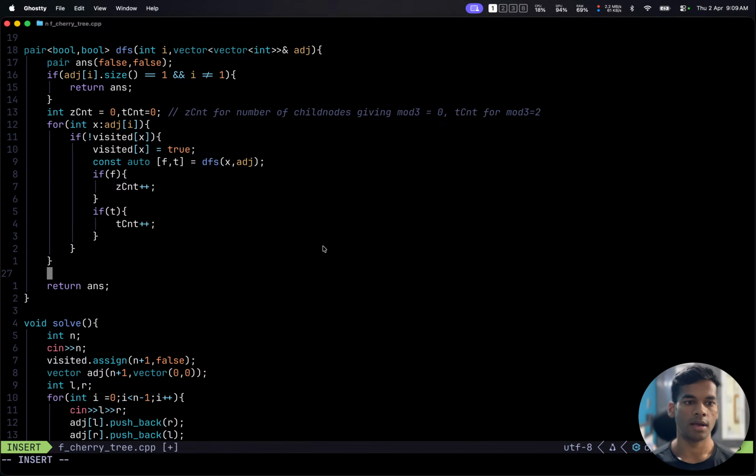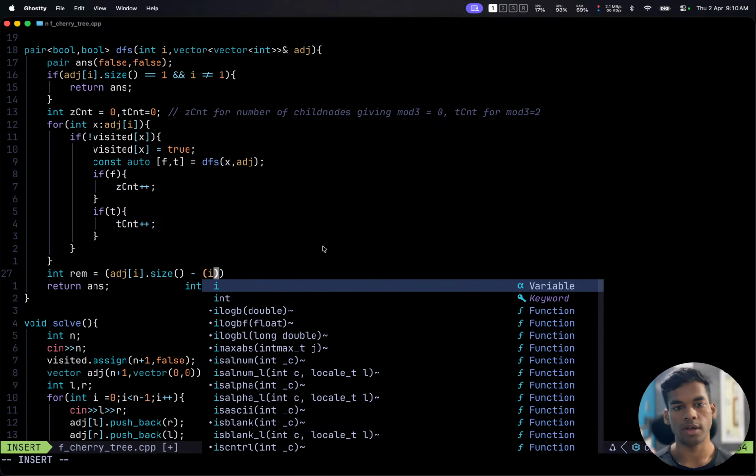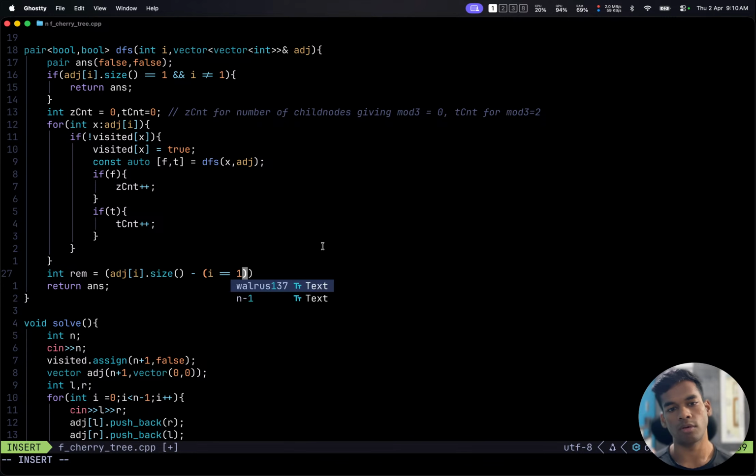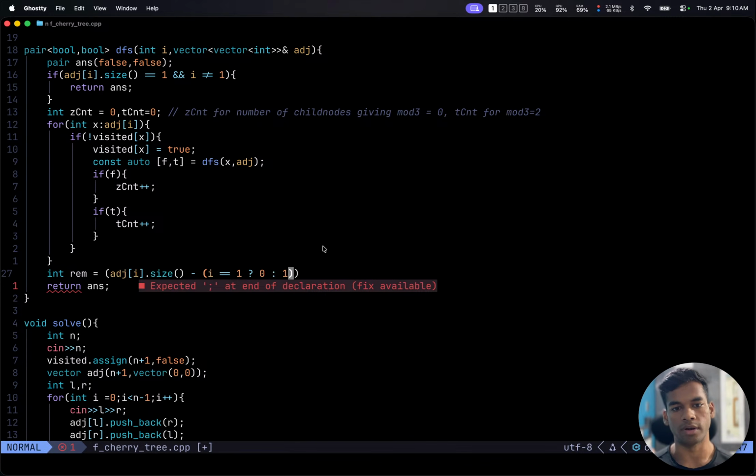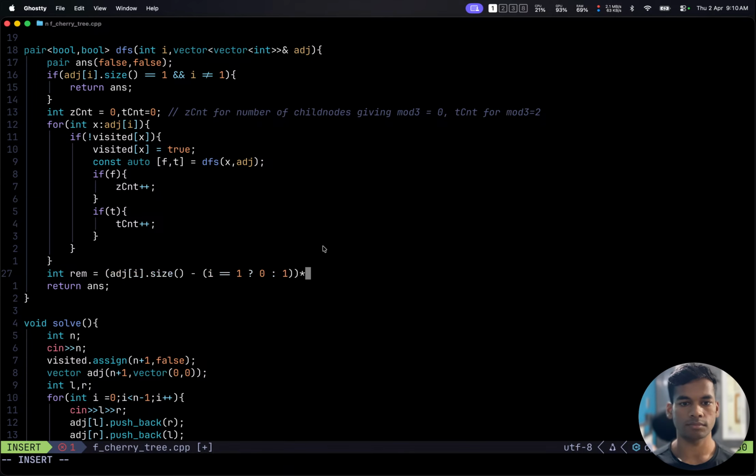Okay, and rem equals adj i dot size, the number of children, minus, depending on whether the current node is 1 or not. If i equals 1 question mark, then minus 0, otherwise minus 1 to get the number of children. This thing remainder 3.